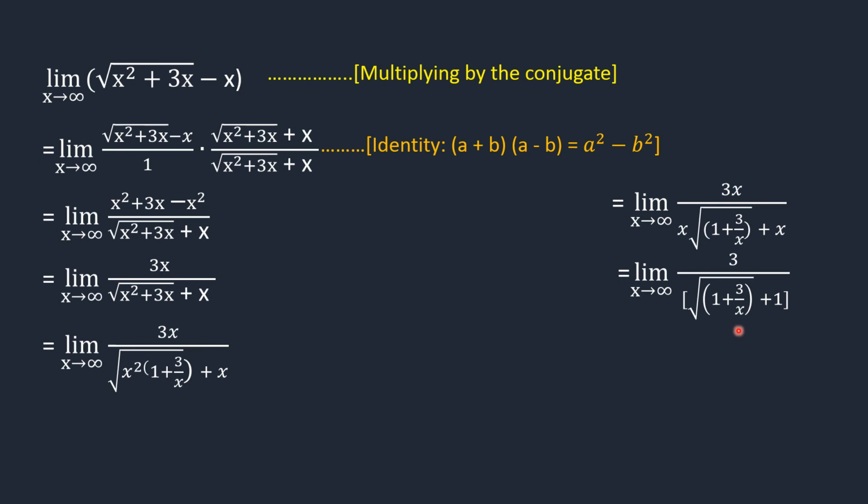In the next step, we will substitute x equals infinity. So we will write 3 over infinity. Now 3 over infinity will be 0, 1 plus 0 will be 1, root of 1 will be 1, so 1 plus 1 will be 2, so the answer will be 3 over 2.